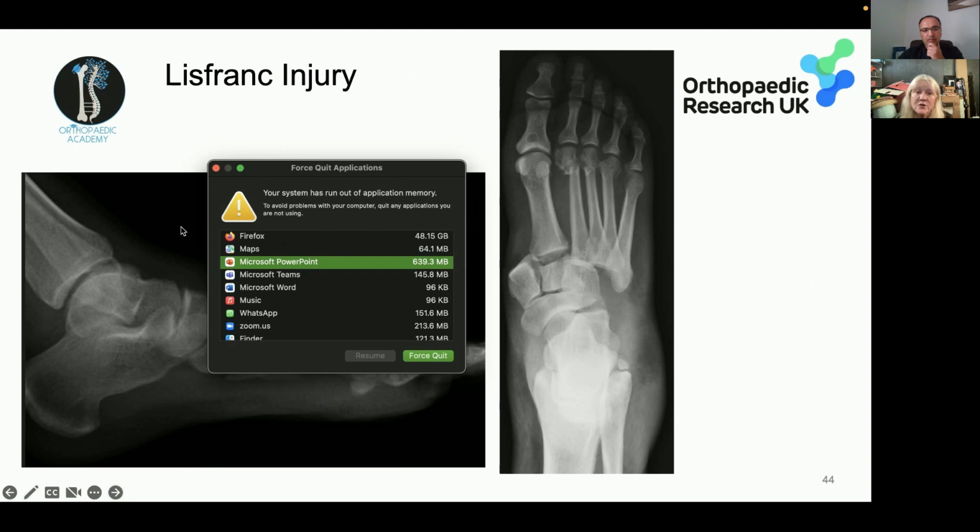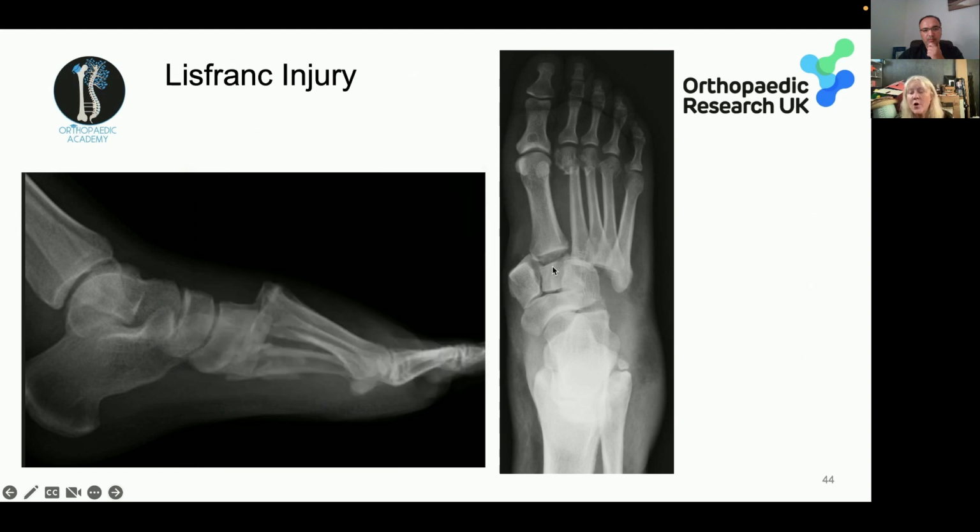This is a very nasty injury. And not only will you need to reconstruct that ligament, but you'll probably need to put some kind of fixation in to hold the rest of the tarsal bones back to the midfoot.